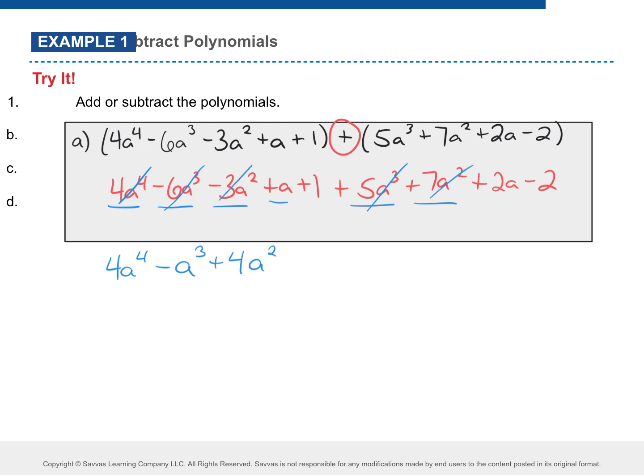Next we have a plus 2a, which is 3a. And then we have 1 minus 2, which is negative 1. Two things. Are we in standard form? Are we in simplest form? Yes.